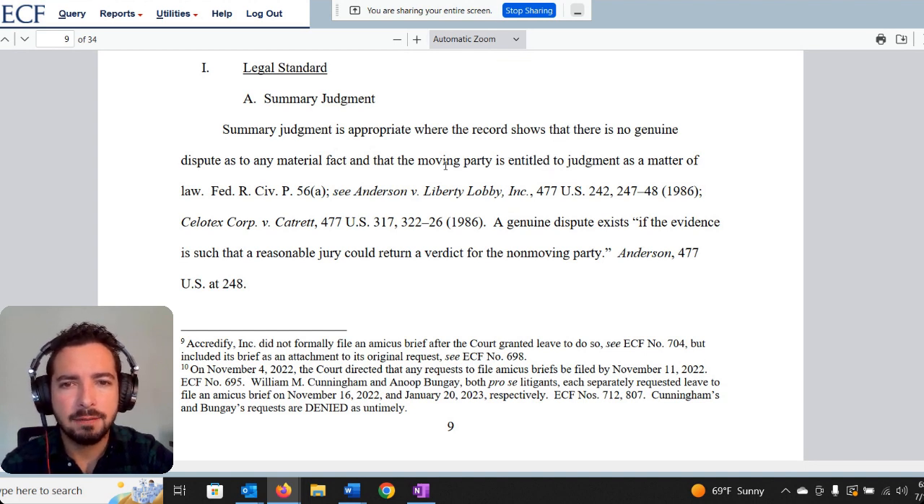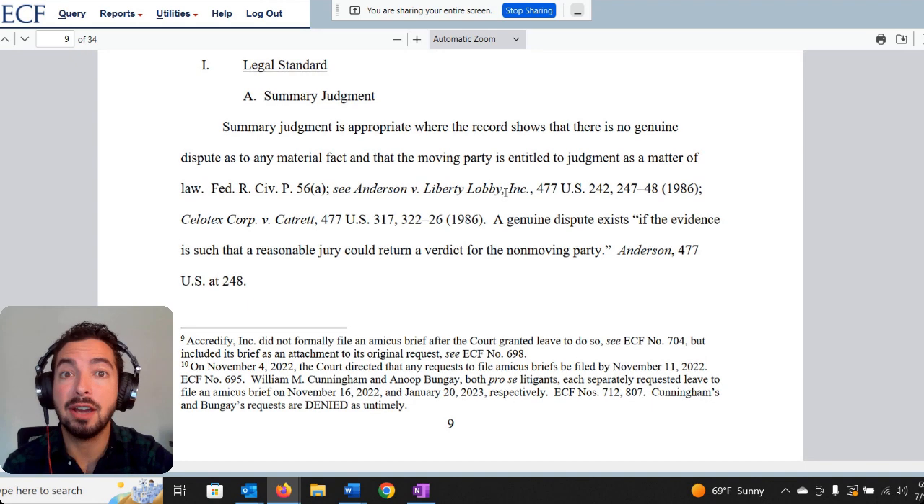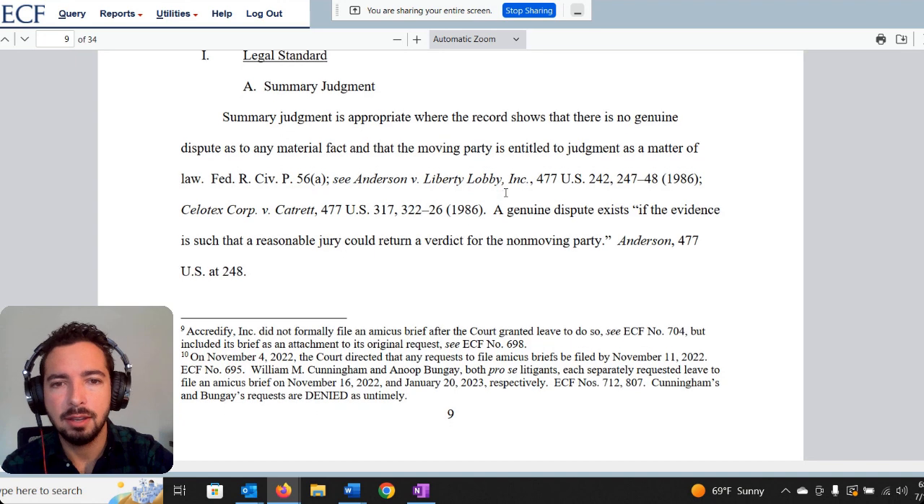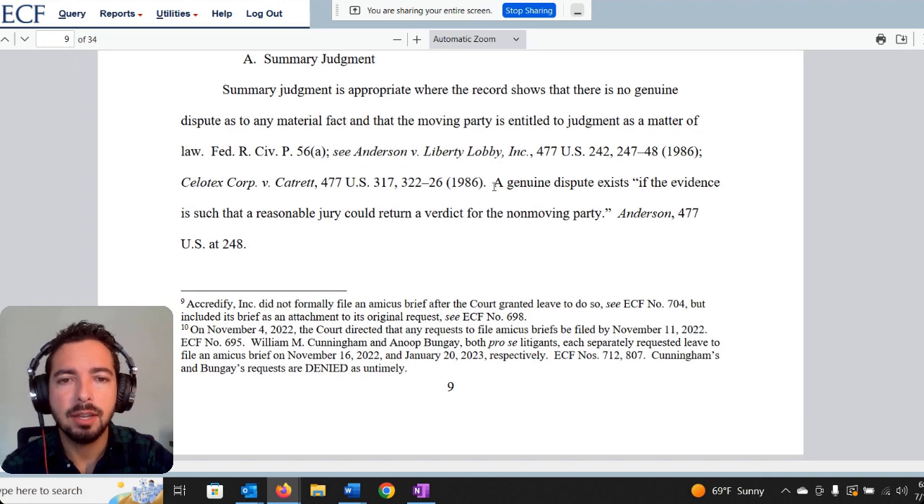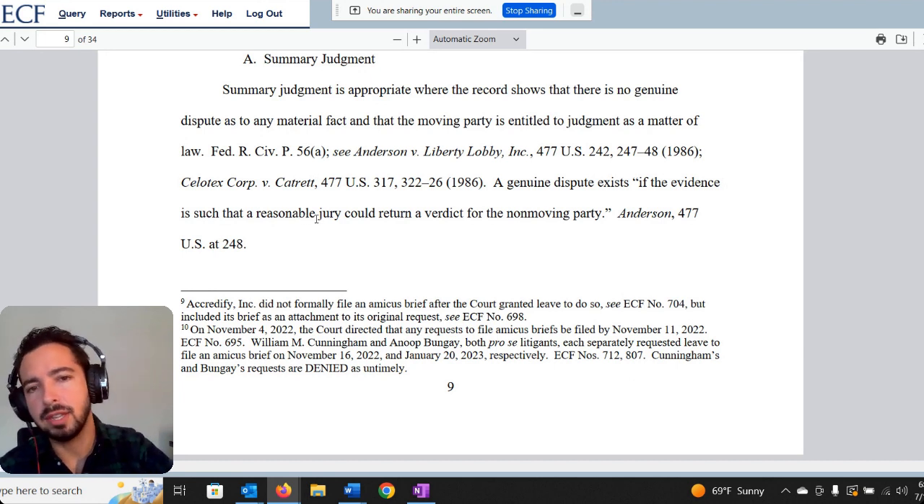And then, of course, the second half of this is you have to be right. You have to be entitled to judgment as a matter of law. So the law has to be on your side if you're making the motion. Okay. A genuine dispute exists if the evidence is such that a reasonable jury could return a verdict for the non-moving party. And that is just a recap of what a genuine dispute means. There has to be some evidence that a reasonable jury could basically rule for the other side.